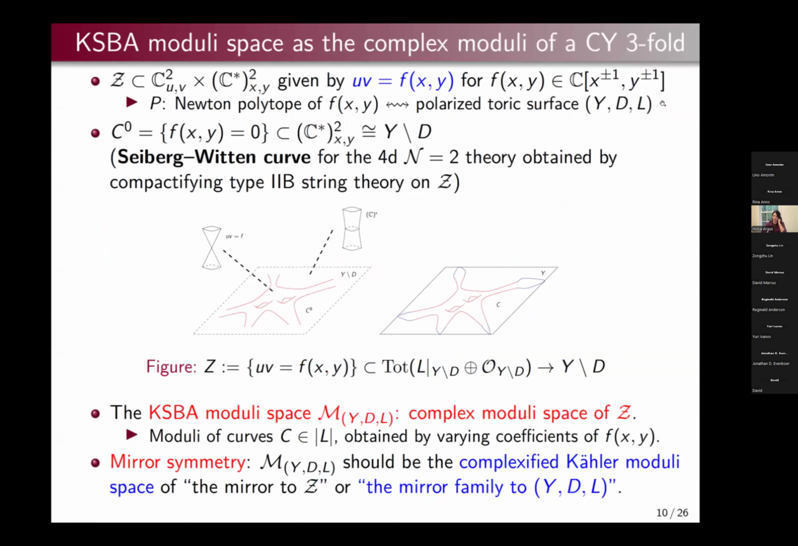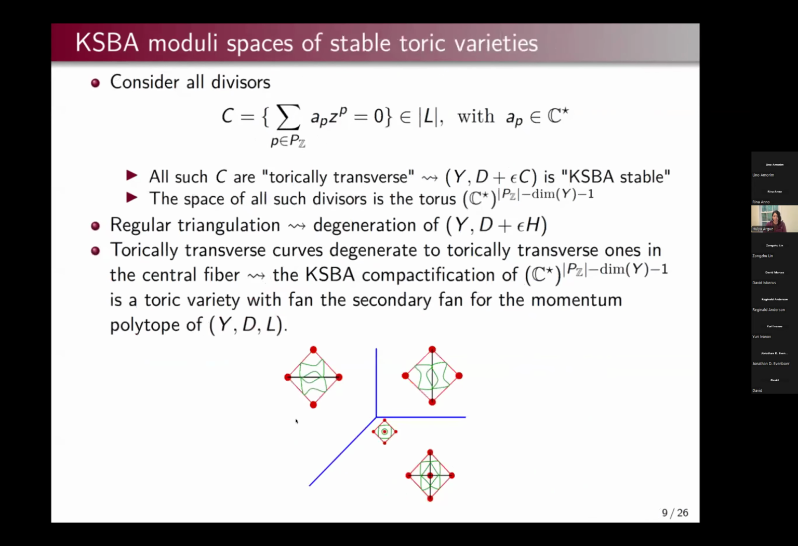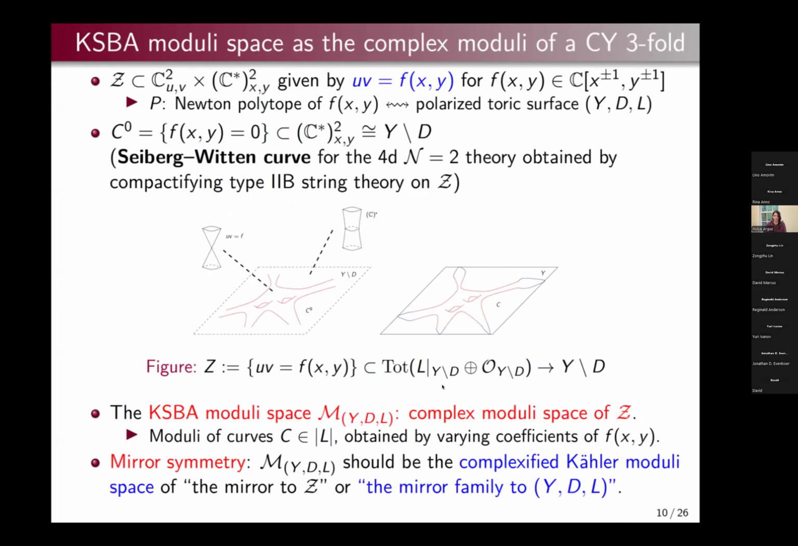So I want to describe an alternative interpretation of what the KSBA moduli space is using mirror symmetry. And the reason for doing that is, well, if you do toric geometry, you have these polytopes, you can look at the secondary fan. In the non-toric setup, we do not have this notion of secondary fans or secondary polytopes. So I want to tell you an alternative way on how we can visualize the KSBA moduli space, which goes via mirror symmetry.